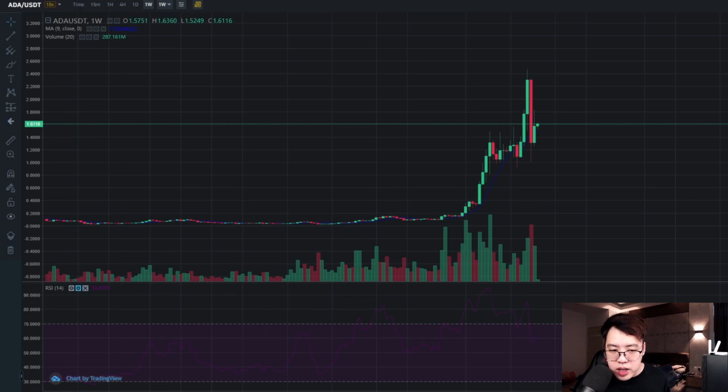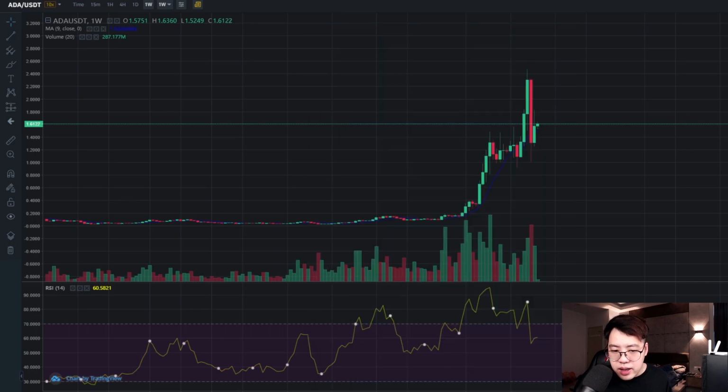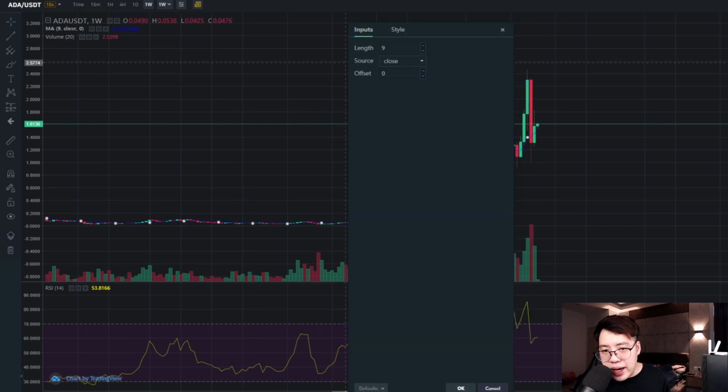And of course, let me change the color so you can see it clearer. I change it to yellow. Right now, the moving average is showing 9 on the left side. Can you see that? There's a 9 digit, which represents that this line is a moving average with a period of 9. But I don't want a period of 9, so let me change the length to 20.